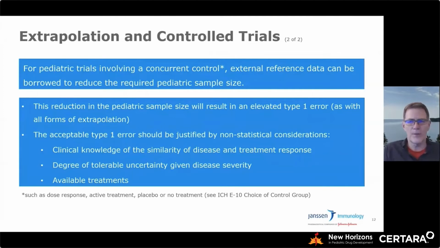This reduction in the pediatric sample size will result in an elevated type 1 error, as with all forms of extrapolation, and should be justified by non-statistical considerations. For example, the clinical knowledge of the similarity of disease and treatment response, and the degree of tolerable uncertainty given disease severity and available treatments.